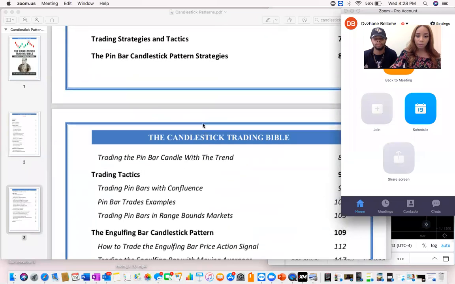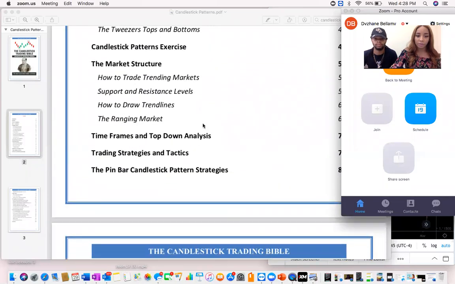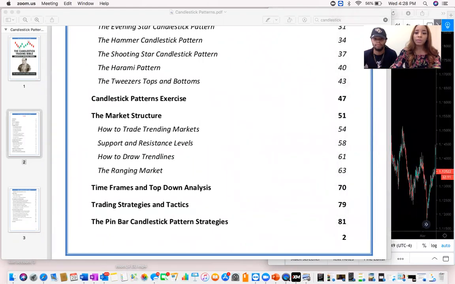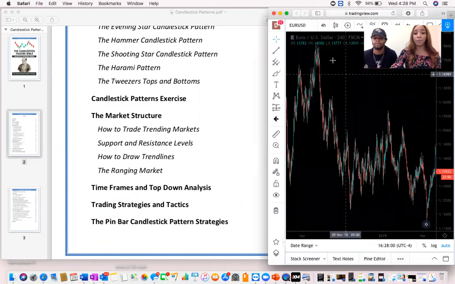So if you take a look here on the page, 61, how to draw trend lines. So after this video, if you need more help and Baby Pips doesn't help you, you can also use this book here. So we're going to go ahead and get started right here on EURUSD.